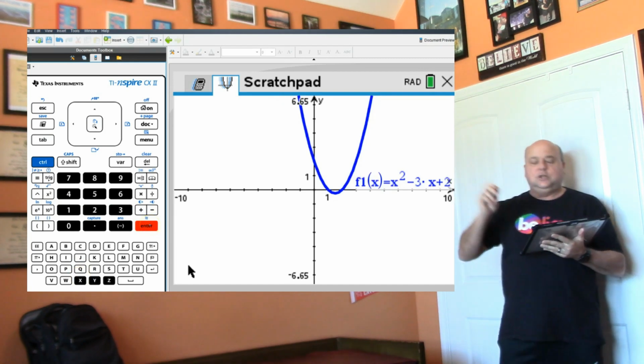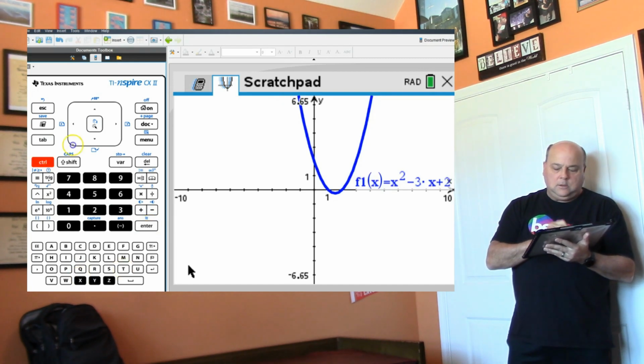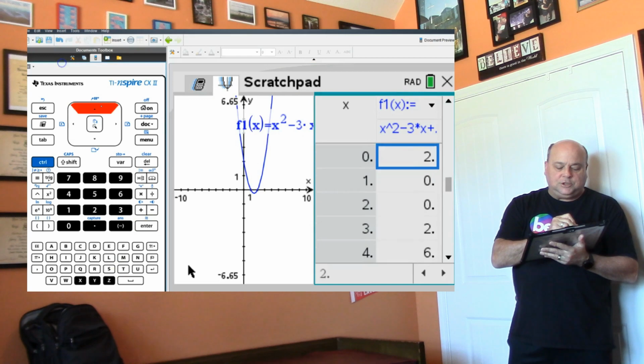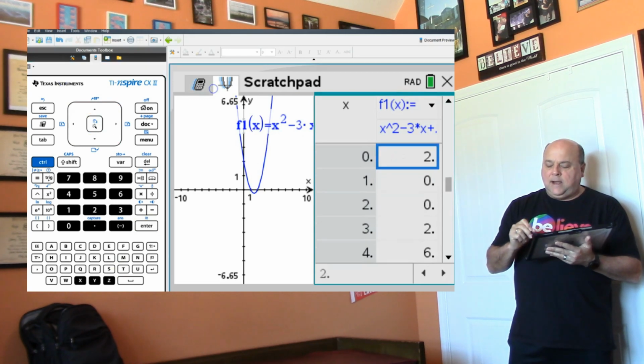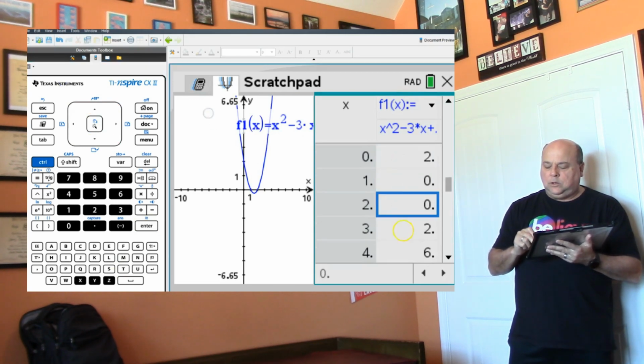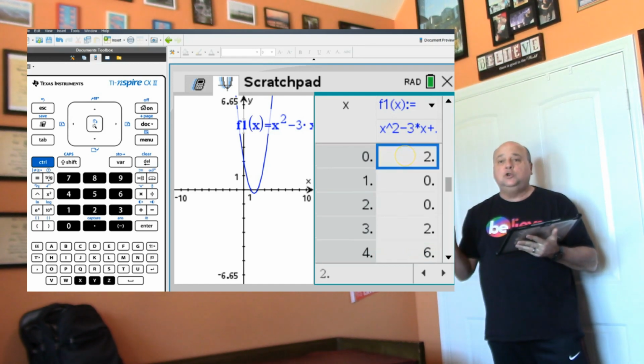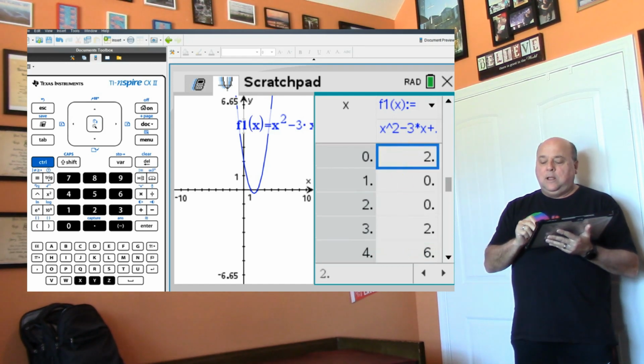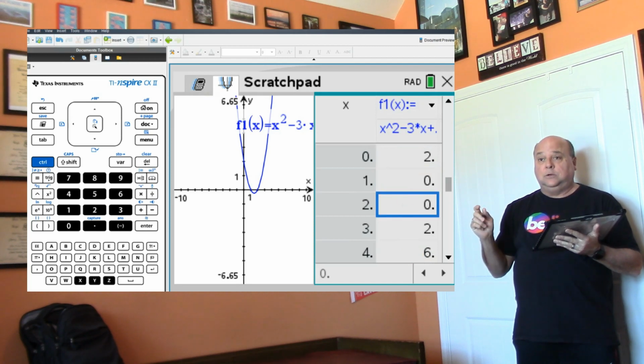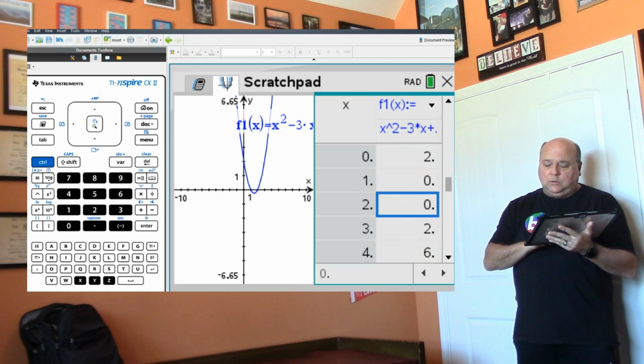Now then, I'm going to hit Control T. And now I got my answers, don't I? Okay? So my answers are 2, 0, 0, 2, and 6. If my input's 0, my output's 2 in it. That would be the y-intercept. These two right here are zeros. The 1 and 2 are zeros, aren't they?